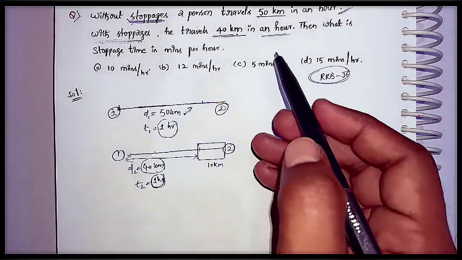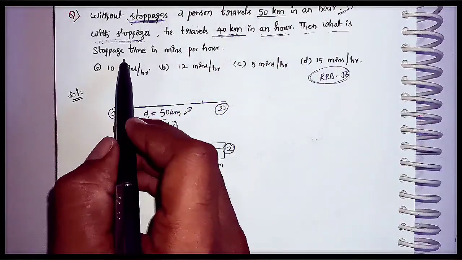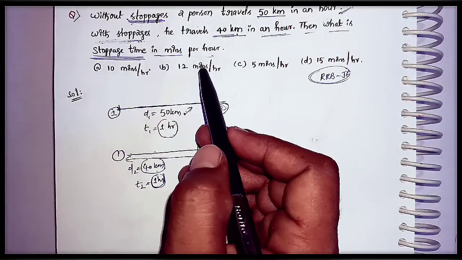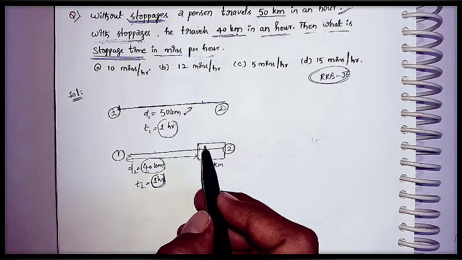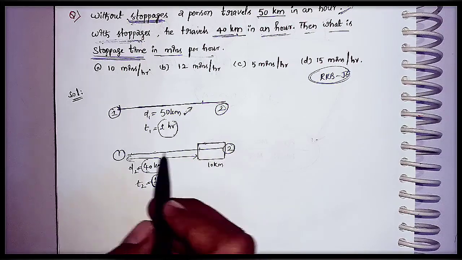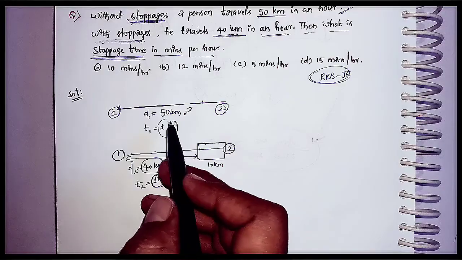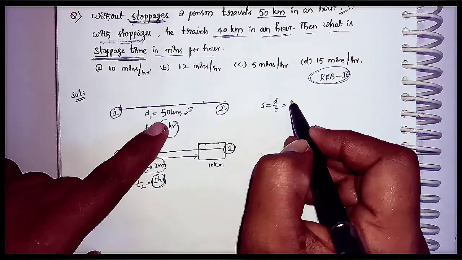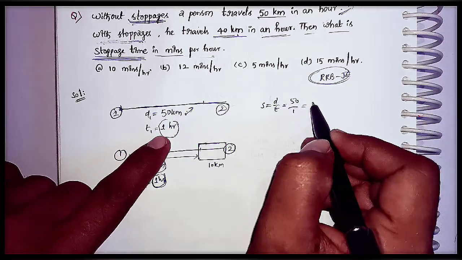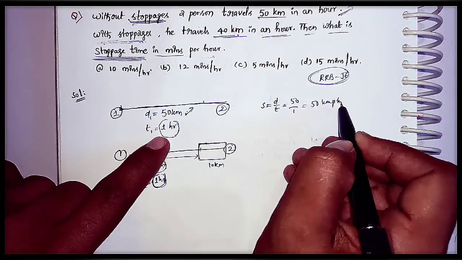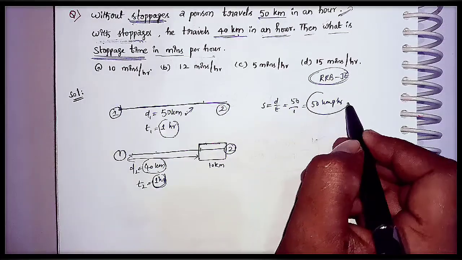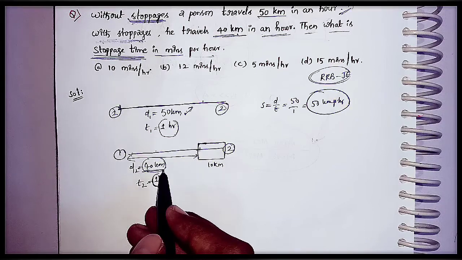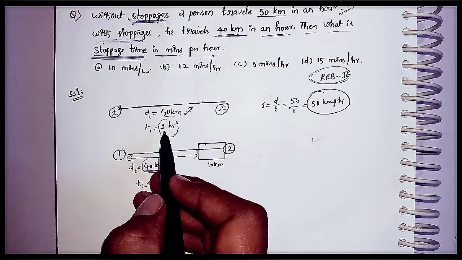But in the question, what is he asking? What is the stoppage time in minutes per hour? Speed is nothing but distance by time. In the initial case, distance is 50 kilometers and time is 1 hour, that is 50 kilometers per hour. That means the person is traveling with 50 kilometers per hour, but because of stoppages he covered only 40 kilometers in an hour, but here he covered 50 kilometers in an hour.